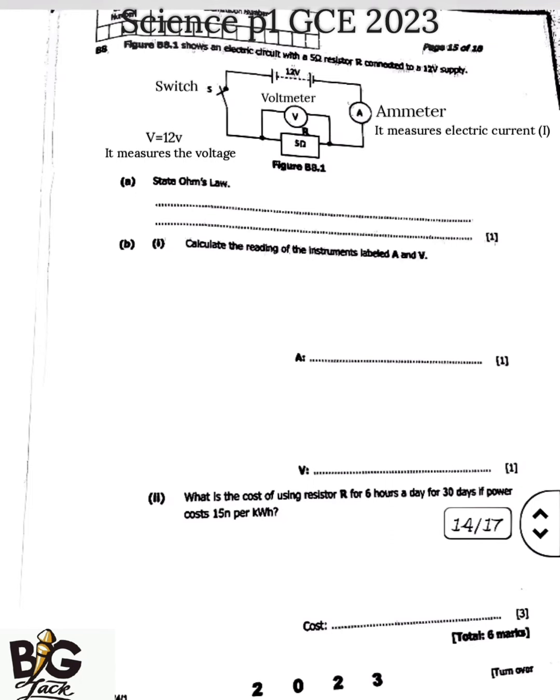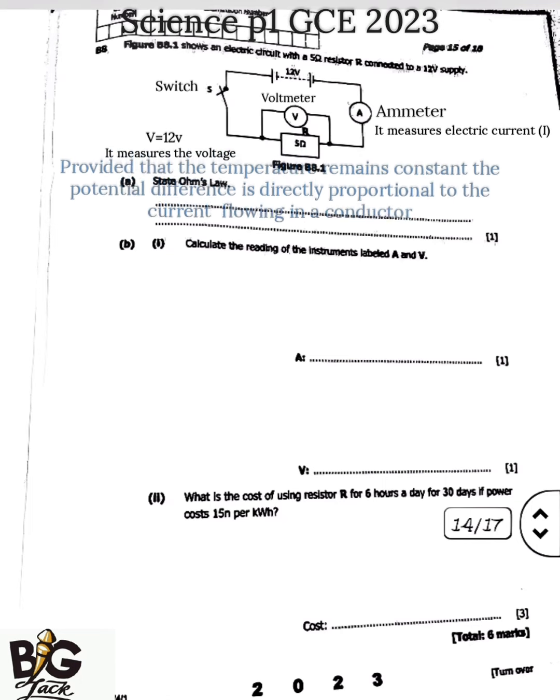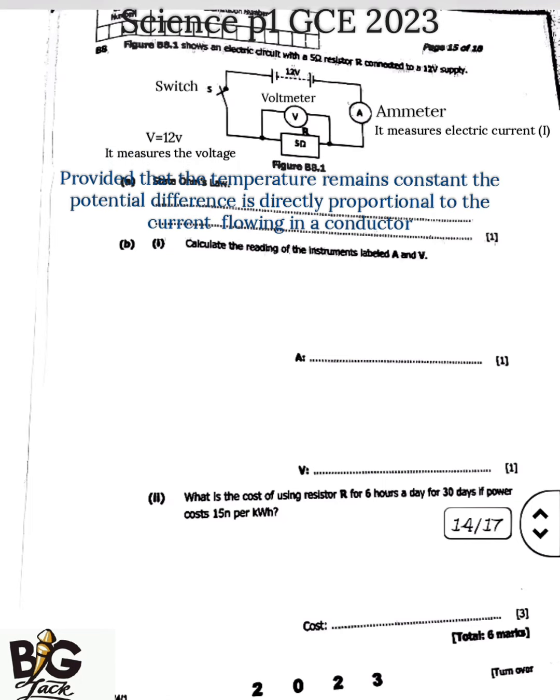Question A says: state Ohm's law, 1 mark. Ohm's law states that provided that the temperature remains constant, the potential difference is directly proportional to the current flowing in a conductor. Let me repeat: provided that the temperature remains constant, the potential difference is directly proportional to the current flowing in a conductor. This potential difference is also known as voltage. So that is what Ohm's law states.